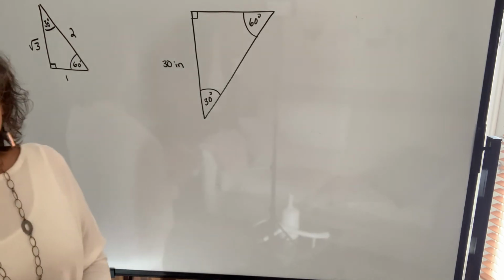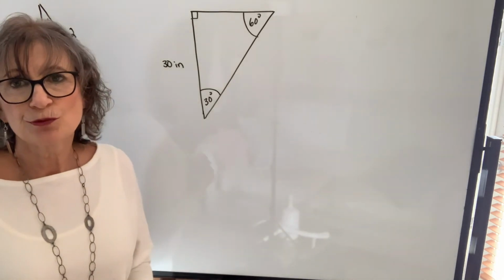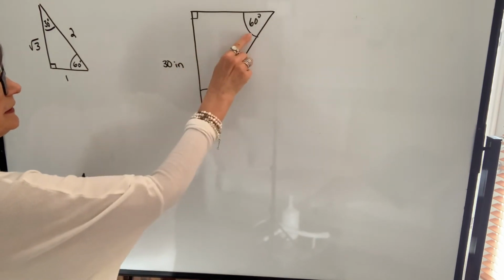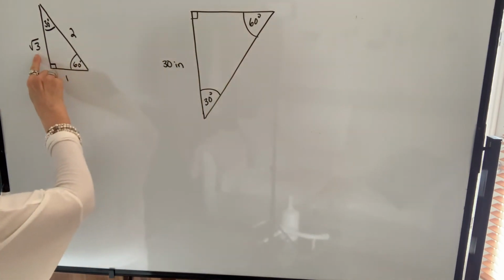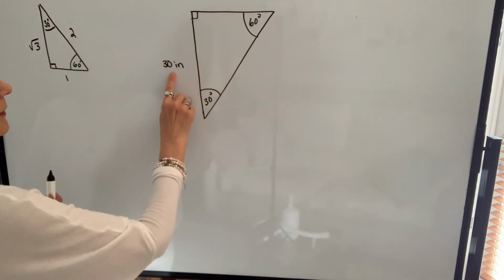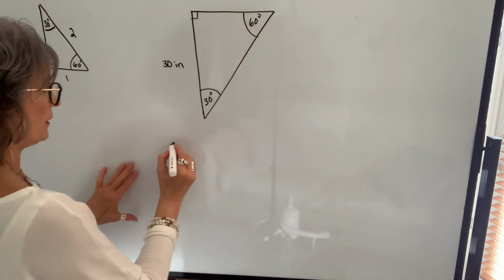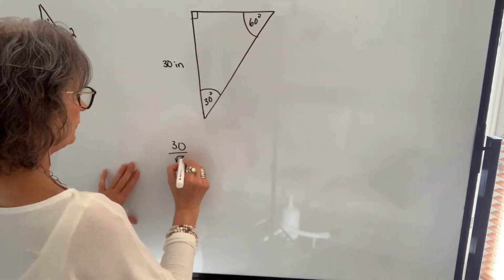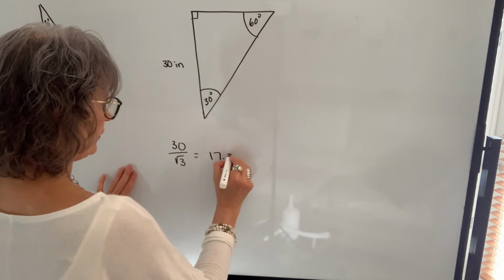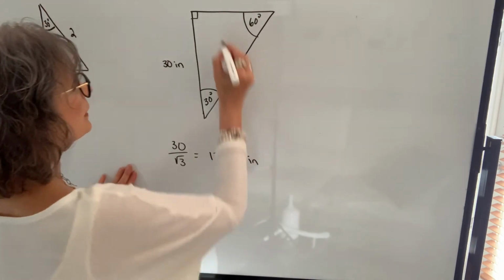So there are 2 ways we can approach this, and I'll show you either way, and you choose which method works for you. We're given the side opposite the 60-degree angle, which corresponds to this side. In order to find the side opposite the 30-degree angle, I'm going to just divide that by root 3. So 30 divided by root 3 will be equal to 17.32 inches.